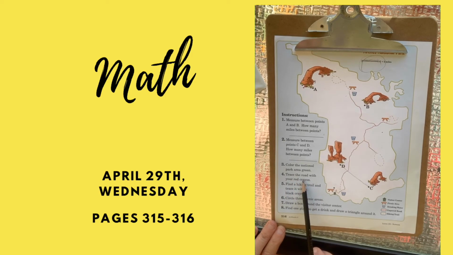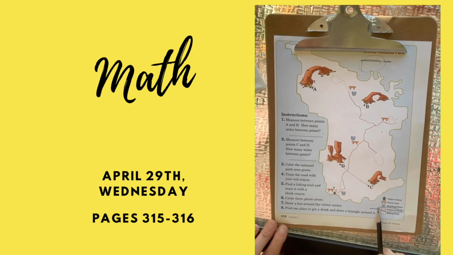With your red crayon, how are you going to know which line is the road? Well, it's easy because it shows you right here. This solid line is the road. So that's what you're tracing red. Okay? And then it says, find a hiking trail and trace it with black crayon.